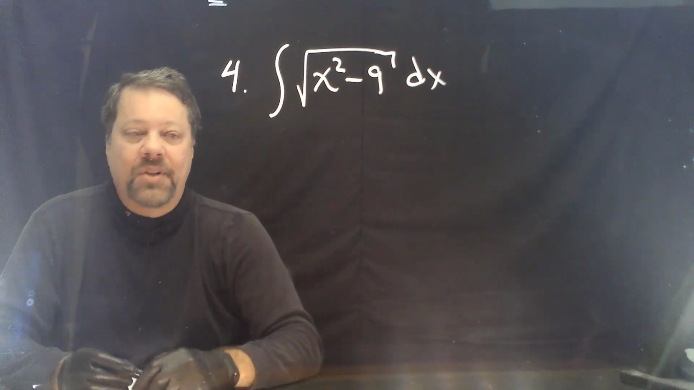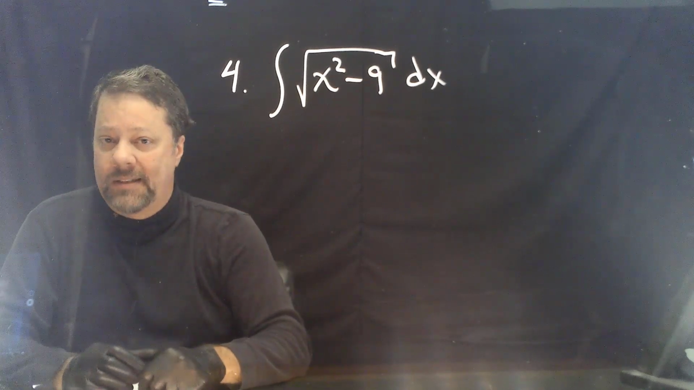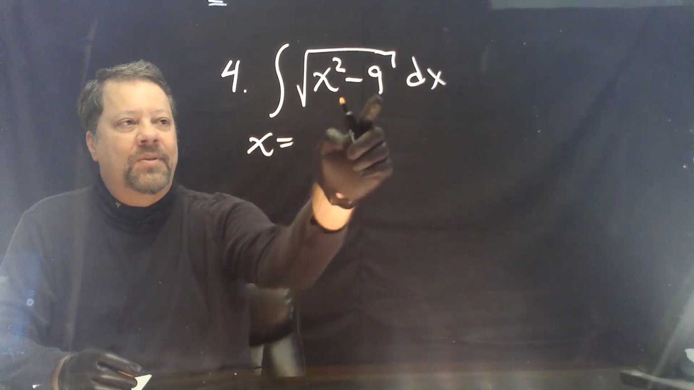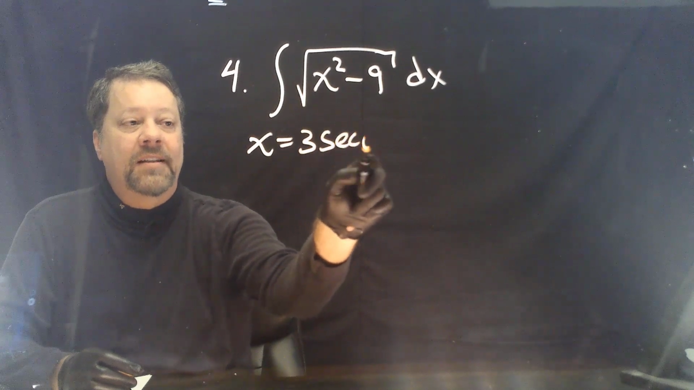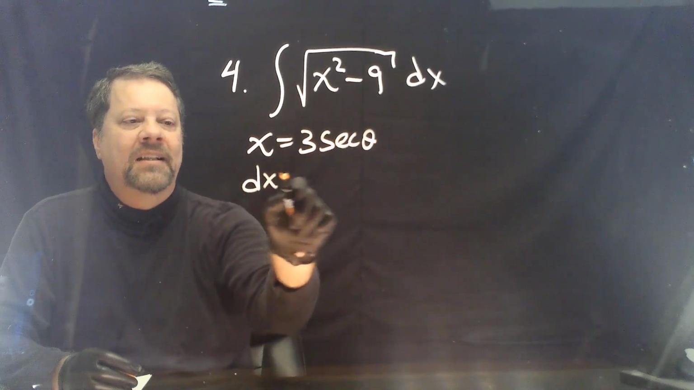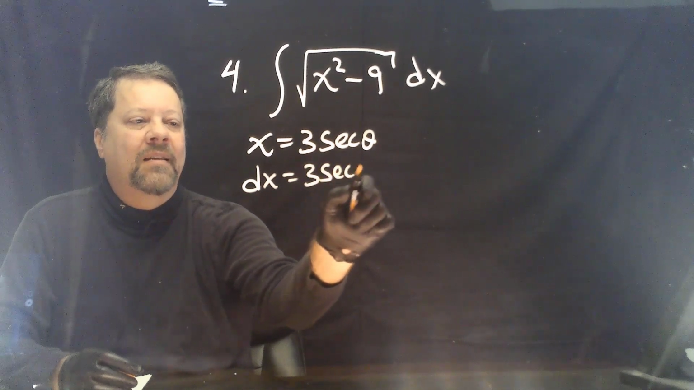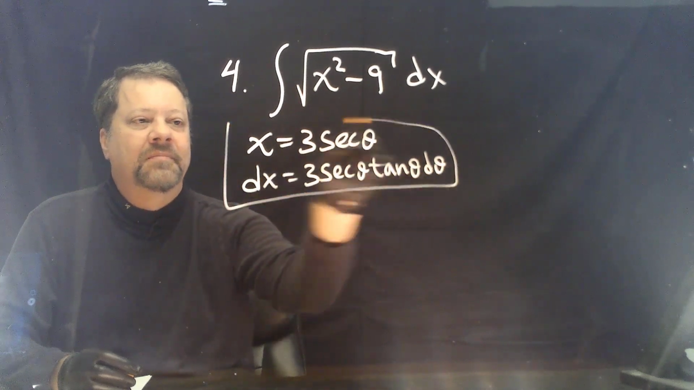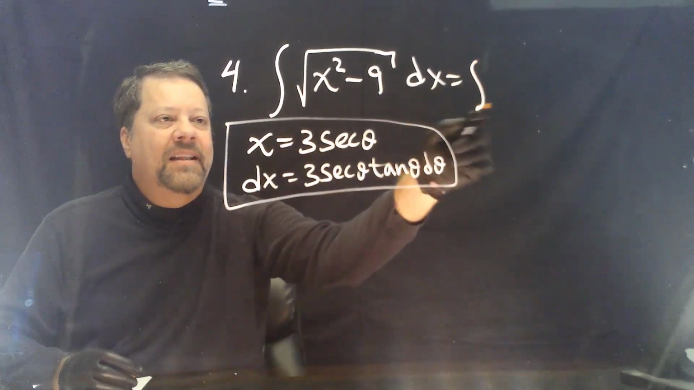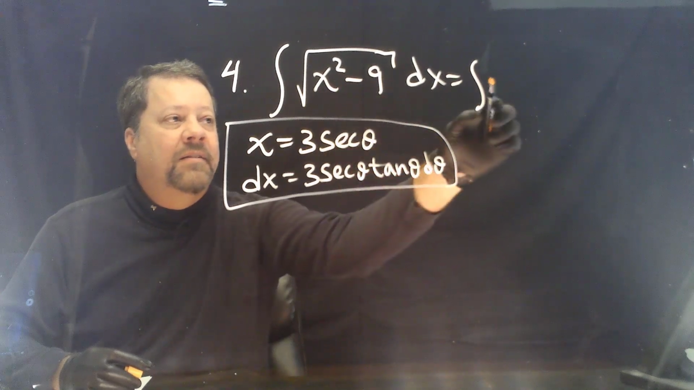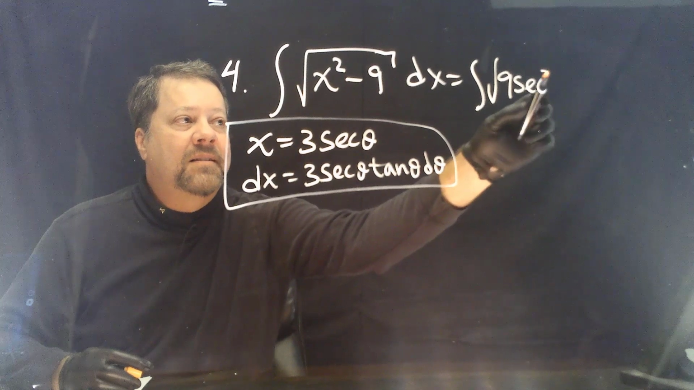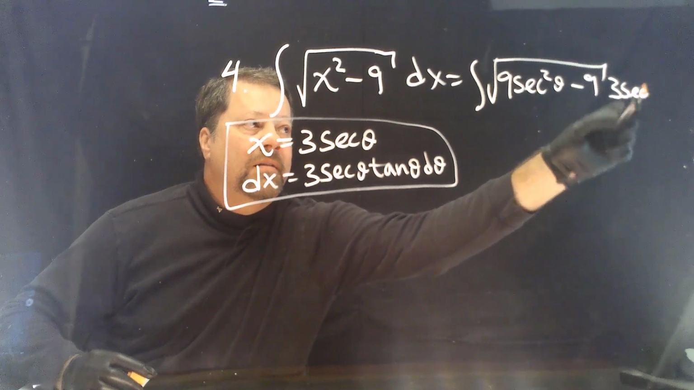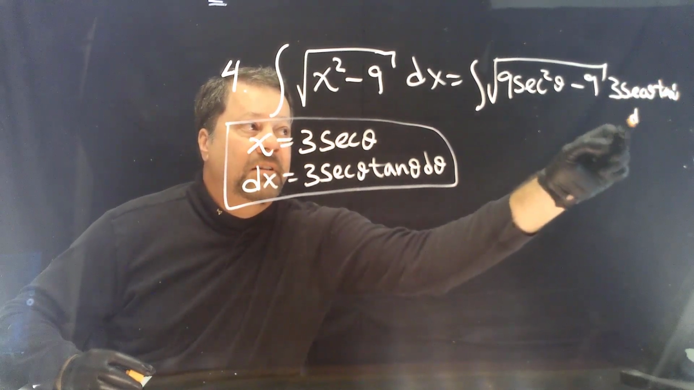This is a secant substitution case because secant squared theta minus 1 is equal to tangent squared theta. So the square root of the variable is the square root of the constant times the function, in this case secant theta. So dx will be 3 secant theta tangent theta d theta. So we get the integral of square root 9 secant squared theta minus 9 times 3 secant theta tangent theta d theta.